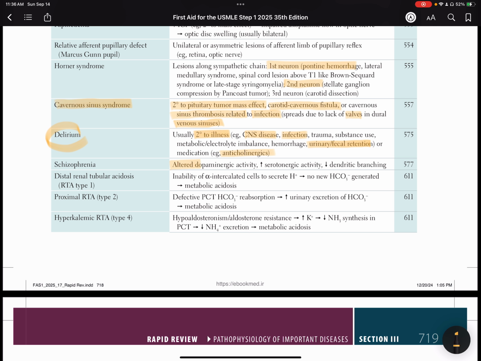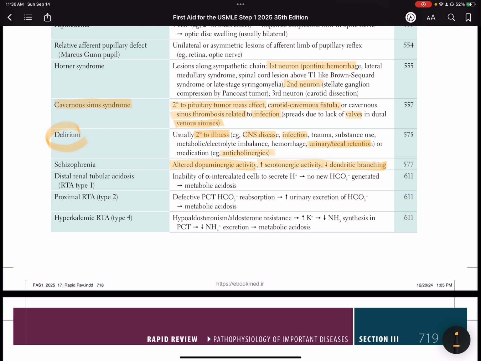Next, what is schizophrenia? Schizophrenia is altered dopaminergic activity, increased serotonergic activity, and decreased dendritic branching.